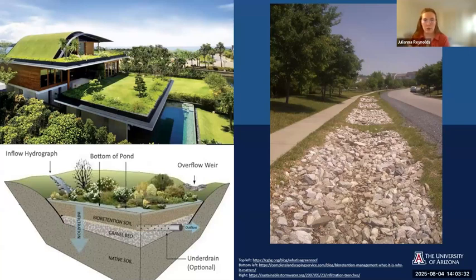On the right, we have an infiltration trench. It's similar to a bioretention pond where it's supposed to slow water down and allow infiltration into the soil.